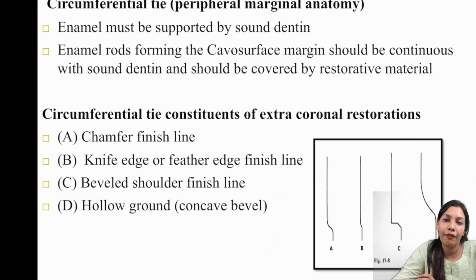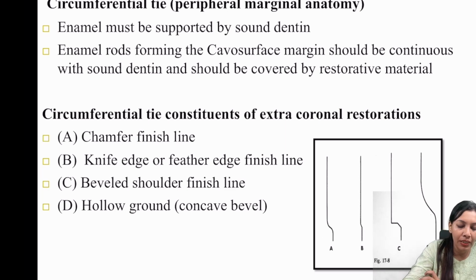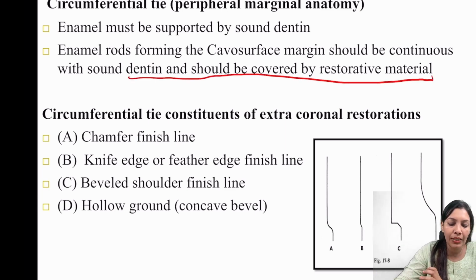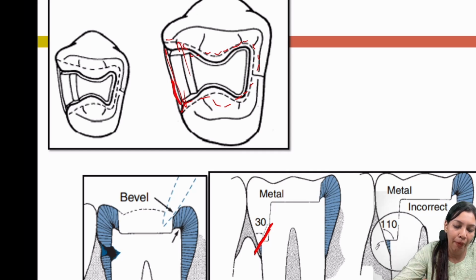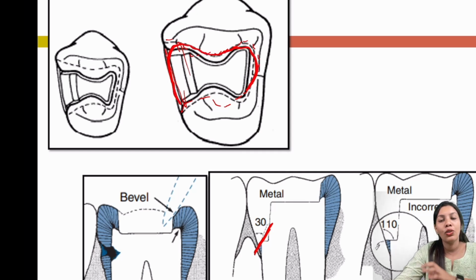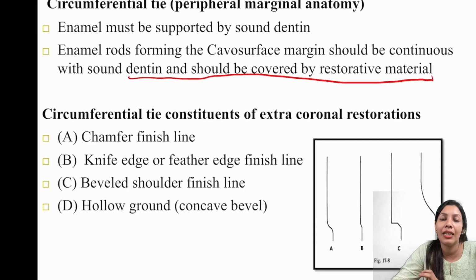Now, what is a circumferential tie? Circumferential tie is otherwise called a peripheral margin anatomy. Enamel must be supported by sound dentine, and the enamel rods forming the cavosurface margin should be continuous with sound dentine and covered by the restorative material. That is why we give a peripheral tie-like structure, so that the material which we place, or the cast metal, merges with the surface, and the enamel is supported by the sound dentine. For that, we give the circumferential tie.